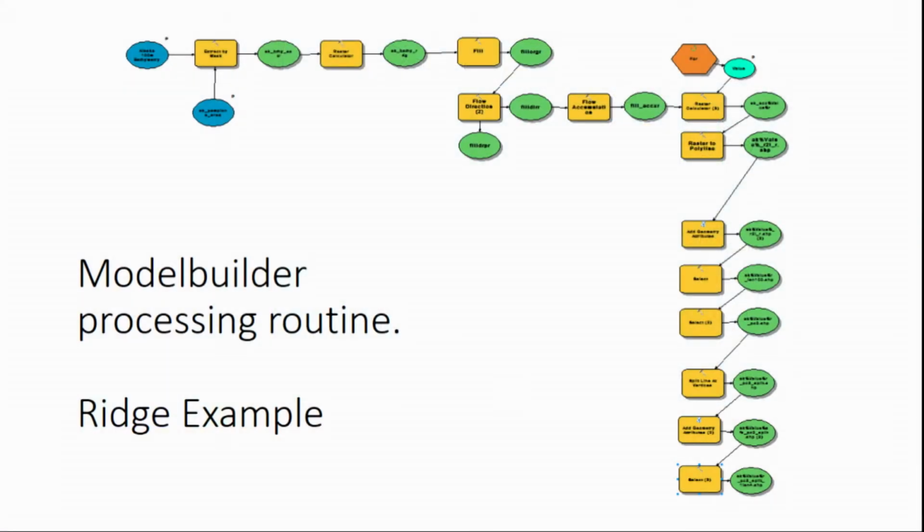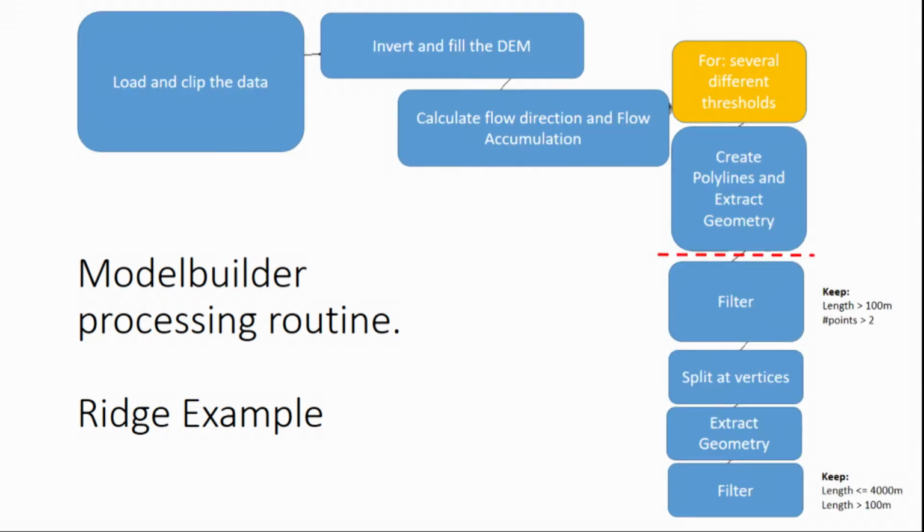Wanted to build a drainage network here for both ridges and gullies. So I did that in ModelBuilder. Essentially, we're loading the data, clipping the data, inverting and filling the DEM, the typical things you do. I did this for several different flow accumulation thresholds using the iterators within ModelBuilder. And then we'll take a look at that, and then we also will apply some filters, which you'll see why.